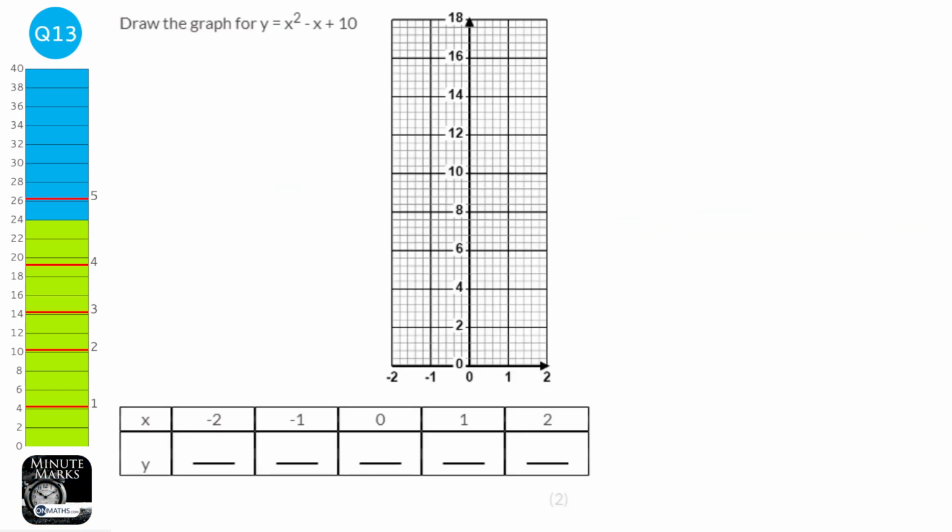So we're going to start off with x equals 0, and we're going to write out this equation, but with 0 every time it says x.